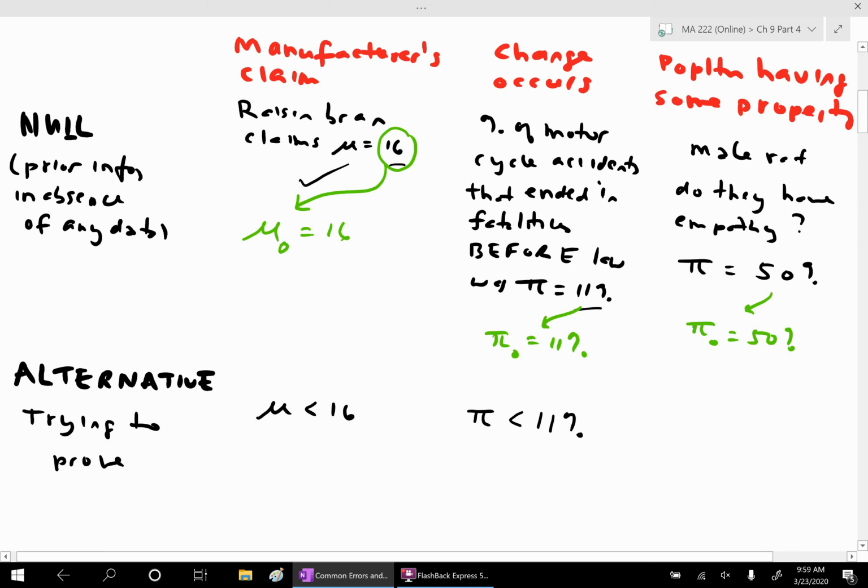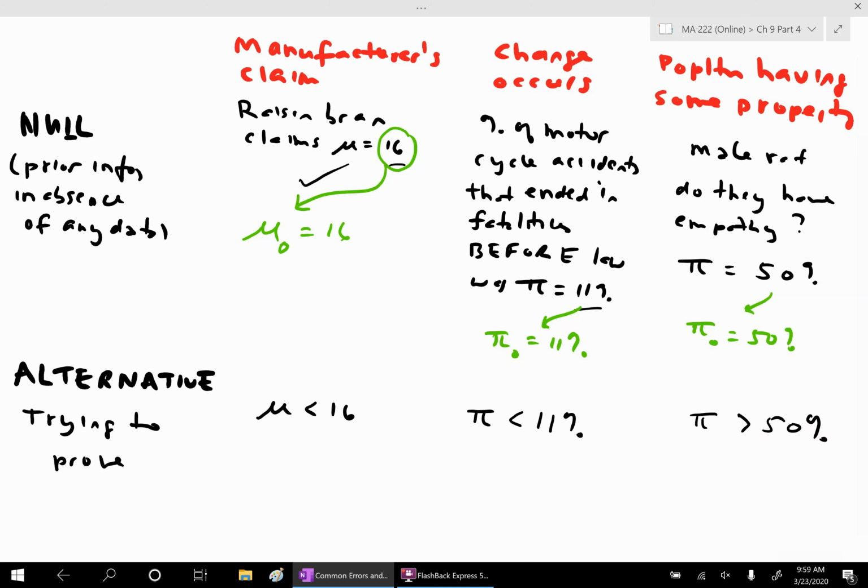So this is what we'd be trying to prove in each of these cases. In the case of the male rat empathy experiment, what were we trying to prove? Well, we were trying to prove that rats were empathetic, and we said that we would say rats were empathetic when more than 50% of the population would help a caged, trapped rat. So these are the alternative hypotheses, okay? And this helps us learn how to set things up.